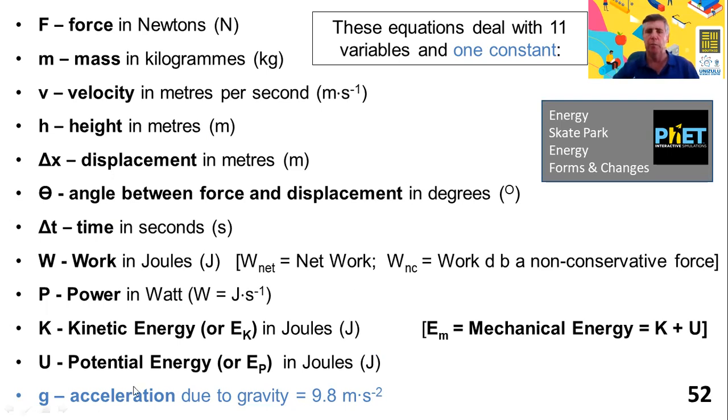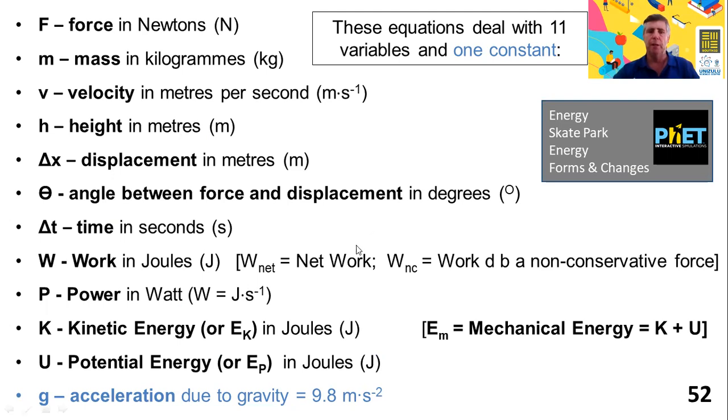So the constant at the bottom is the acceleration due to gravity, 9.8 meters per second squared. Now, many of these variables are very familiar to us by now: force, mass, velocity, height, displacement. Angle theta is between the force and the displacement. That will become clearer when we see the diagram.